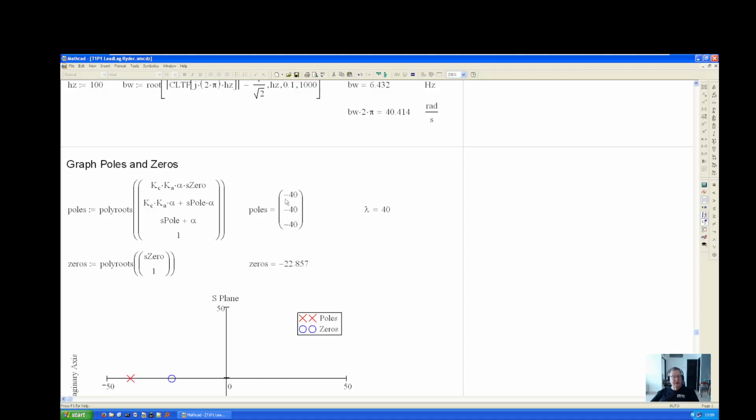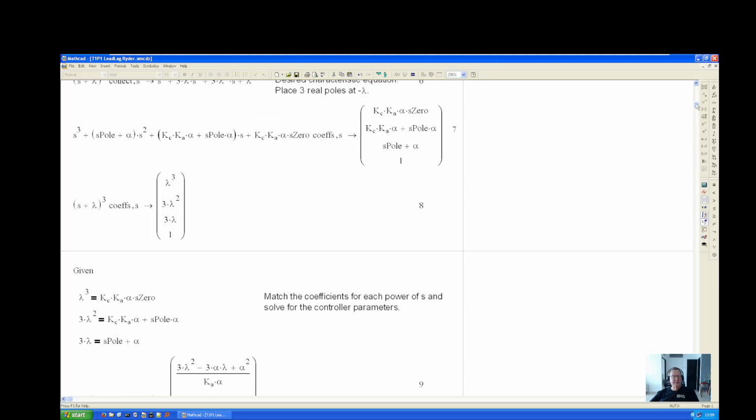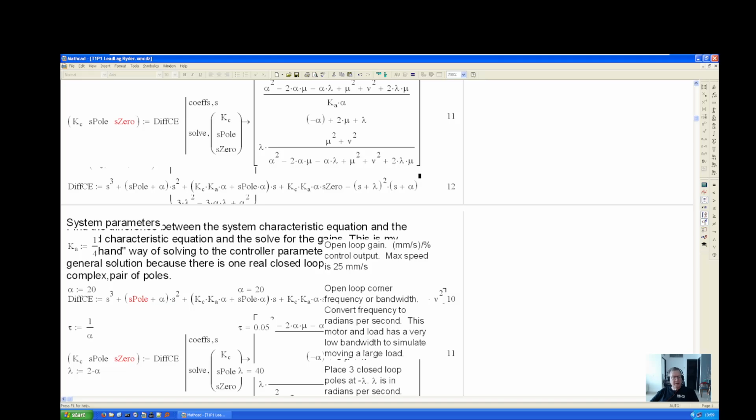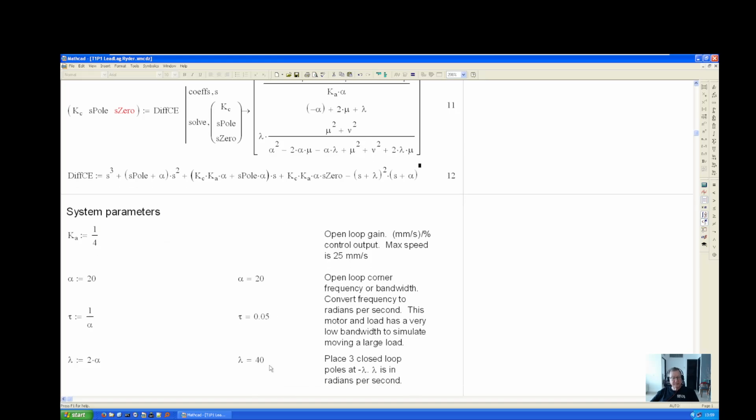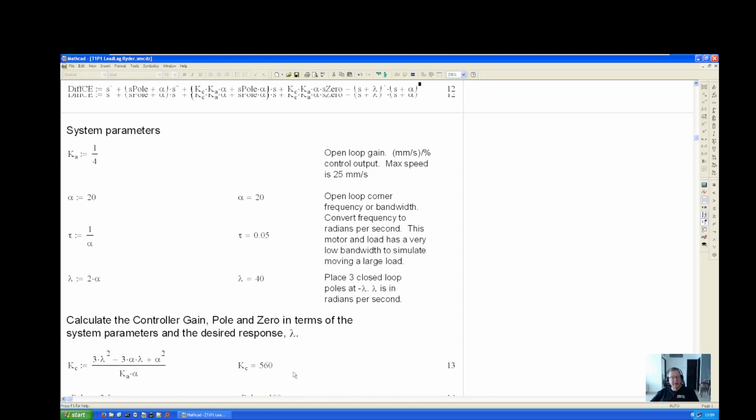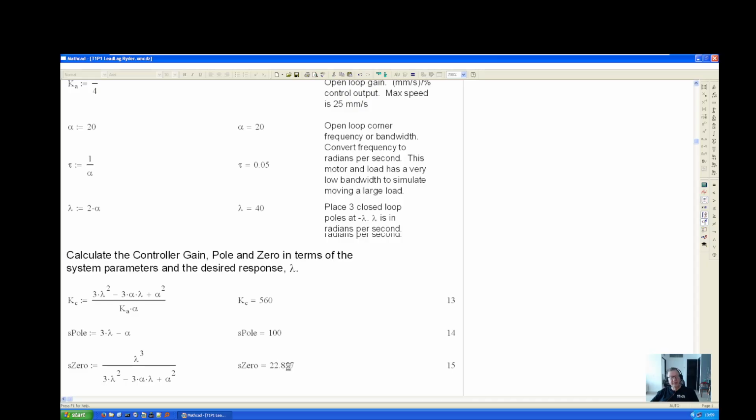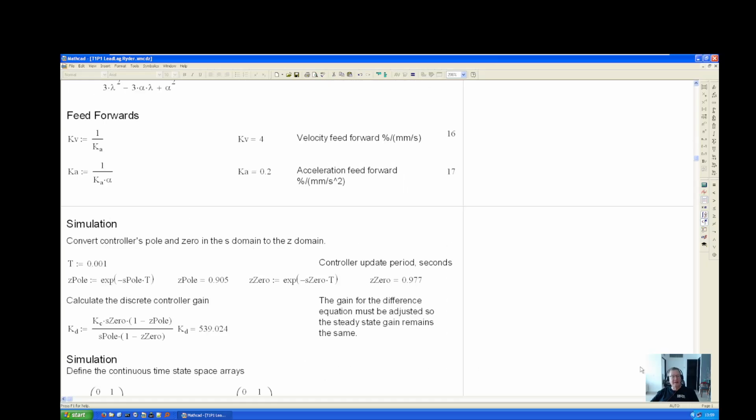And here you can see the 3 closed loop poles at -40, and then there's one closed loop zero at -22.857. And let's just scroll up real quick so you can see how that matches with how I calculated all this. Okay, these are the same parameters I have on the other worksheet, and here you can see the gain, the poles, and the zeros, and this matches what we had down below in the pole zero plot.